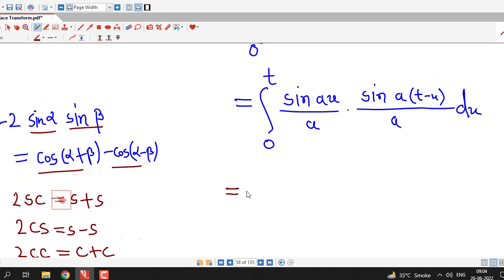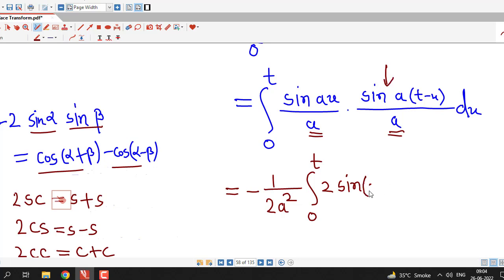So we can multiply by minus 1/2 and divide by minus 1/2, and this a into a, that is a square, is constant, so that also we can take outside the integral. So minus 1/2 integral from 0 to t of sine of at minus au into sine au, integral with respect to u, and here we have minus 2. So I multiply and divide by minus 2. I consider this 1 by a square outside the integral because it is constant.